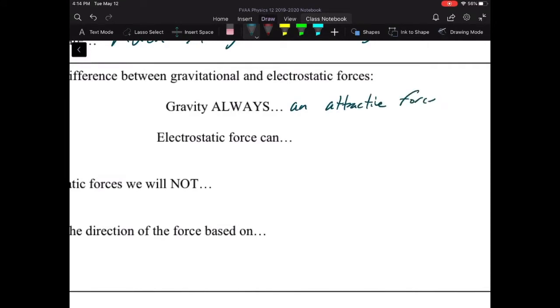Okay, again, it doesn't matter what side of the bed it gets up on, or what its hair looks like. It's always an attractive force. Whereas electrostatic force can attract or repel, based on whether the charges are similar or different.